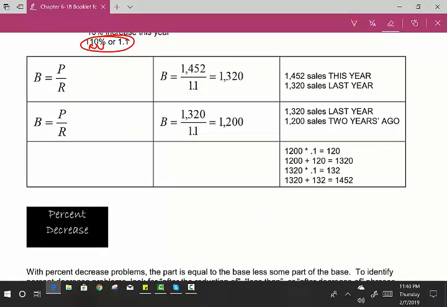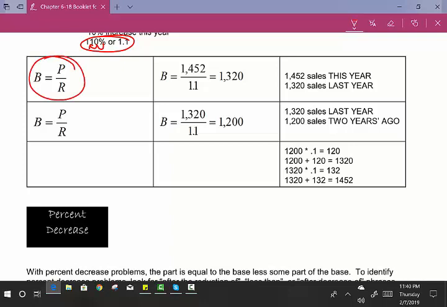So, therefore, if we're solving for last year's sales, which is 100% of the value, that's our base. Our base is equal to the part divided by the rate. The part is this year's sales.